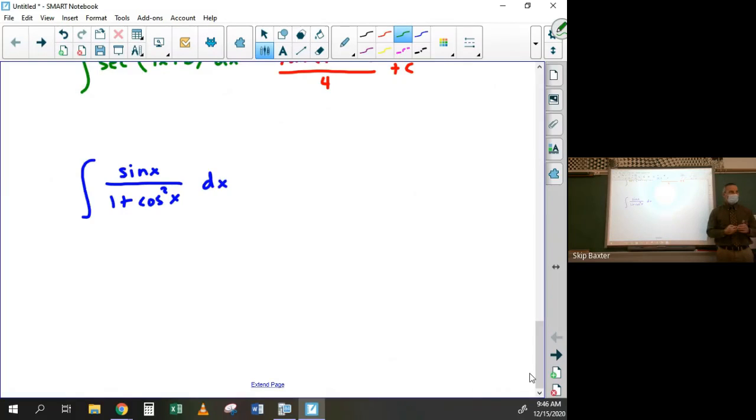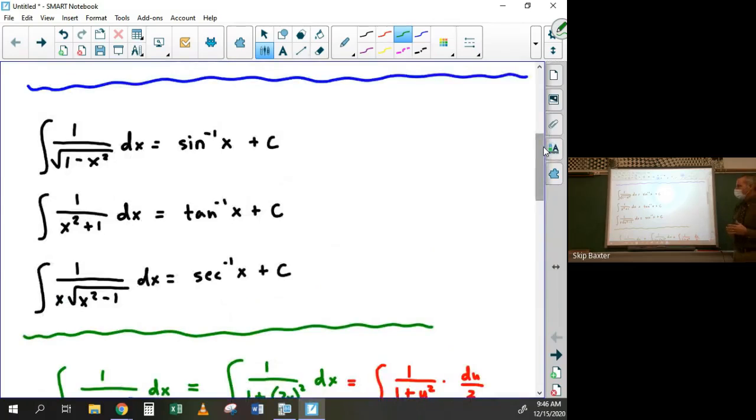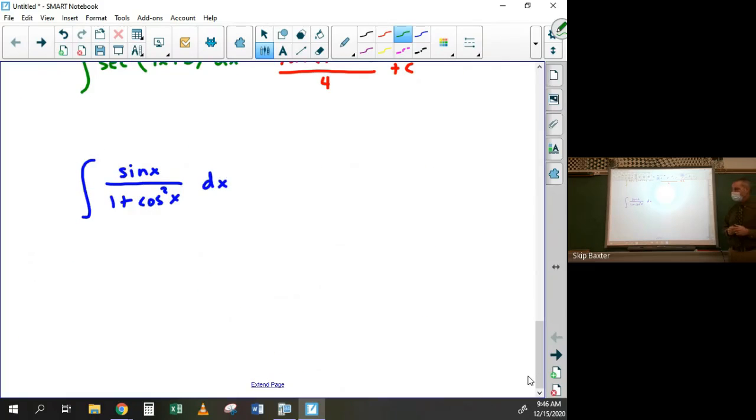Any ideas? Anything we could do? Let's go back up here. Remember, these are the rules for the inverse trig. Does this look like any of those, kind of? Kind of? Okay, so how could I make this look like the rule for tangent?